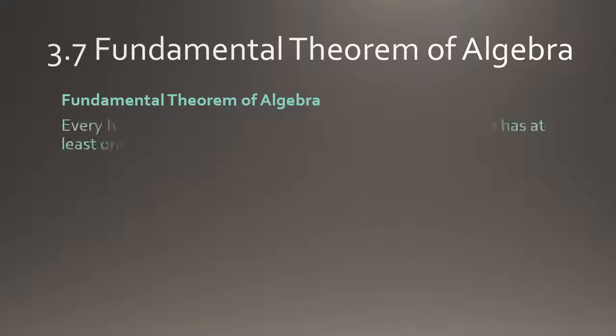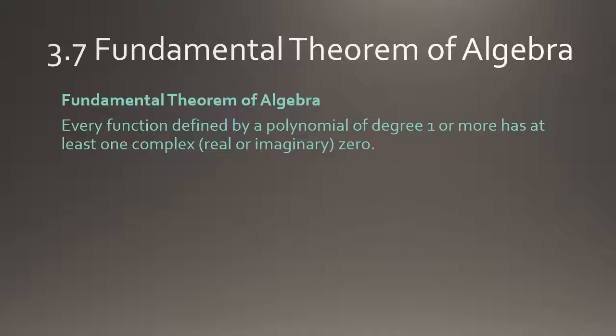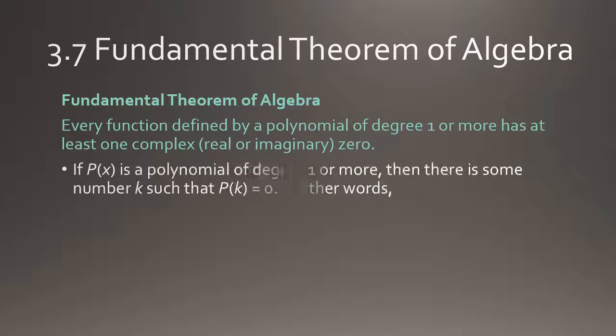So the fundamental theorem of algebra tells us that every function defined by a polynomial of degree 1 or more has at least one complex zero. It can be real or imaginary. If p of x is a polynomial of degree 1 or more, there's some number k such that p of k equals 0. In other words, there is some number, either real or imaginary, that you can put in the place of x and get 0 as your answer.